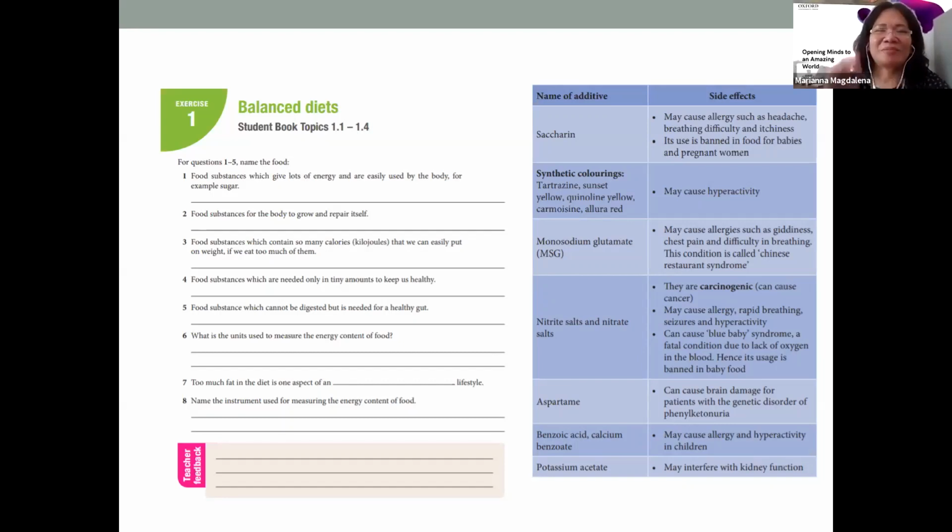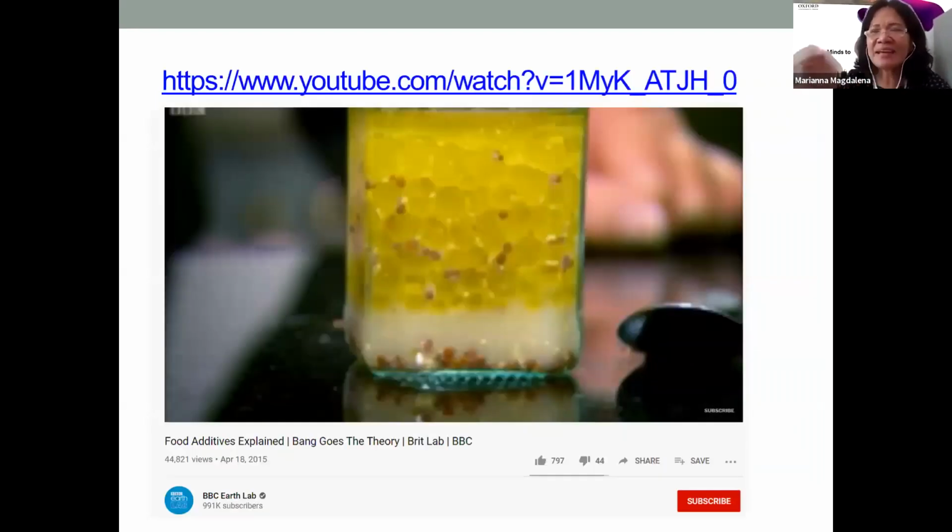Another thing is you can show them some videos about what food additives are. You can show them in your synchronous online learning, or in their asynchronous learning. Once again, you have to check the videos one by one. Don't just put them up. You have to watch the video and then show it to the students, making sure the video is right in concept.